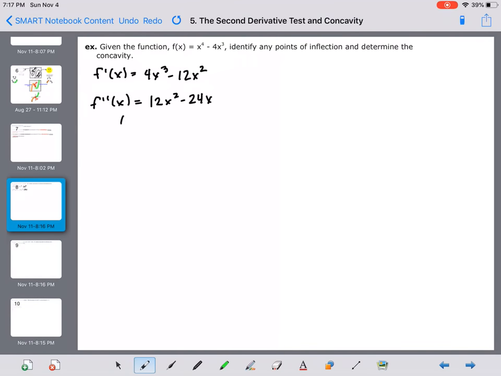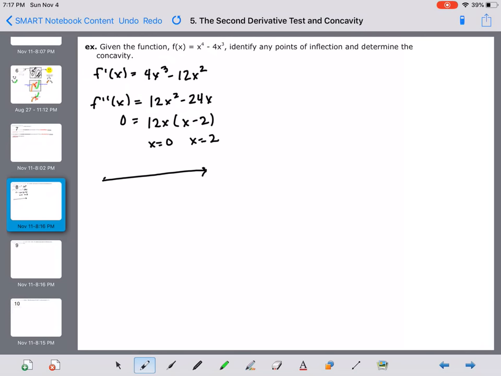We're going to do the same thing, set it equal to 0, and start factoring. So we take a GCF of 12x, and we get x minus 2, which means x is equal to 0 and x is equal to 2. From here, these are my possible points of inflection. I still have to test them. I do the exact same thing: I use a number line to do that.